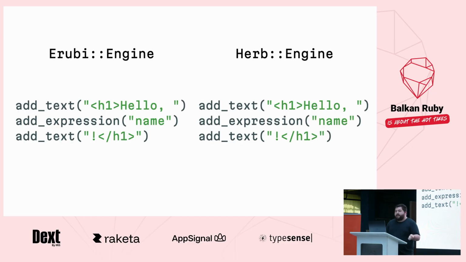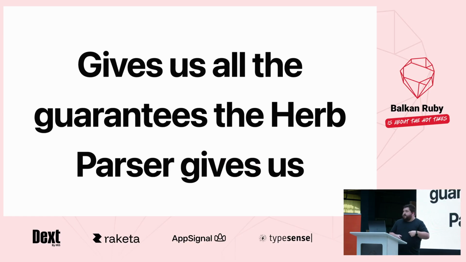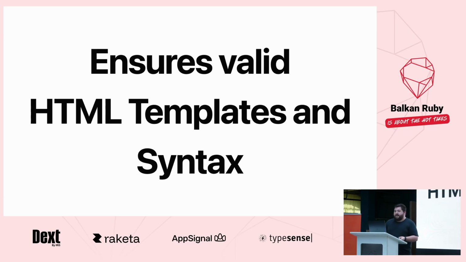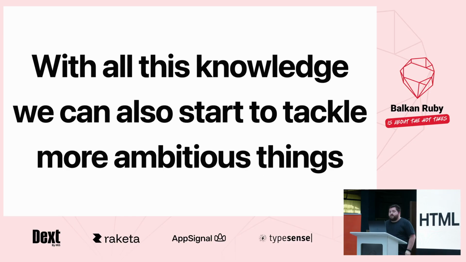And if you look at the compiled output, we also see it's pretty much the same for outputting and rendering this template. But with the benefits that we have all the guarantees the parser gives us, and it ensures that we have valid HTML templates and valid syntax. And that way, we turn it from a string templating engine to an HTML templating engine. But also, with this knowledge, we can start to build more of these ambitious things.